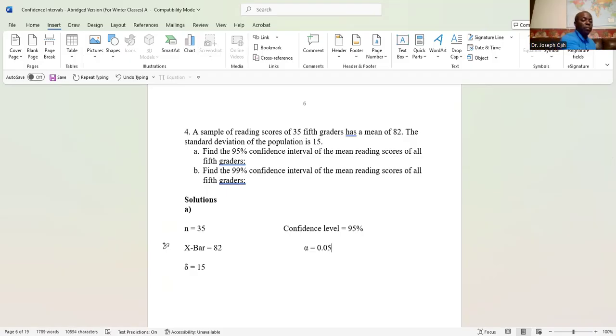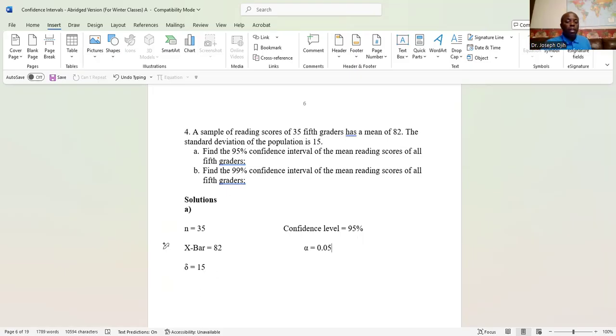Now let me write this down so you can put it in Excel and get our confidence interval. Okay, n is 35, x bar is 82, standard deviation is 15, then alpha is 0.05. Let's go and put them in.